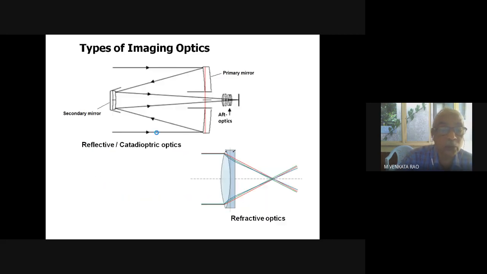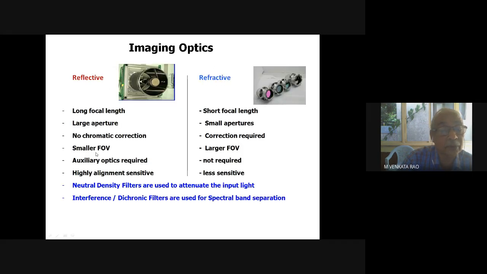Of course, just for your understanding, chromatic correction is nothing but when the white light is coming. Normally in lenses, depending on the wavelength, blue light goes here. The focal plane will be slightly different. From blue to green, there will be some blurring in terms of color. You can see that in some of the cameras. That will not be here because it's only reflecting. So no chromatic correction is required.